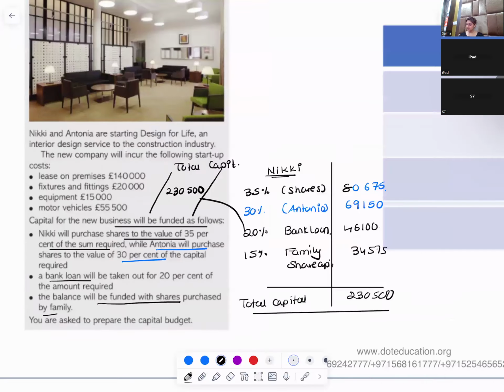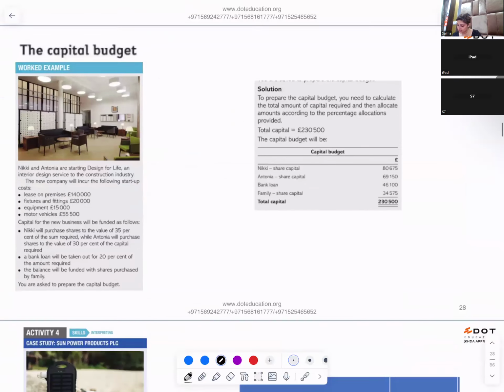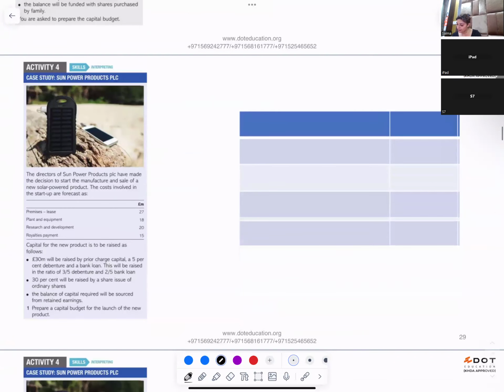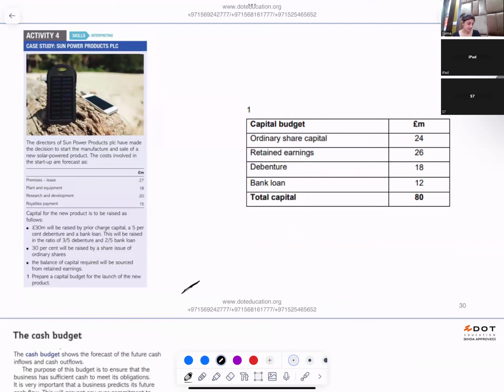So this is how the capital budget is prepared. Now this case study is there and the homework is there. You will complete this capital budget case study and complete the homework.